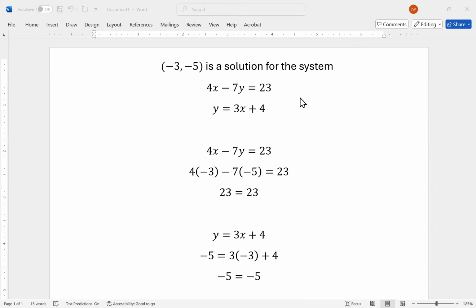In fact, I've already done that. Looking at 4x minus 7y equals 23, if I plug in -3 for x and -5 for y, I end up with the equation 23 is equal to 23. If I'm looking at y equals 3x plus 4, again, plugging in -3 for x and -5 for y gives me -5 is equal to -5. So this is a true statement, and this is a true statement. Therefore, this point is a solution for both equations in this system.